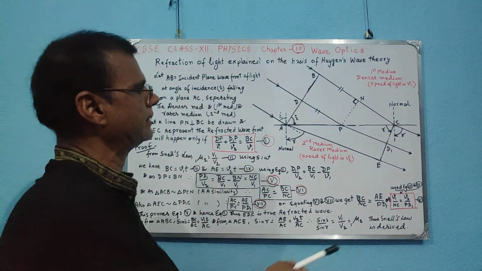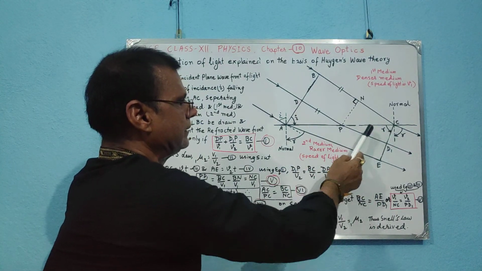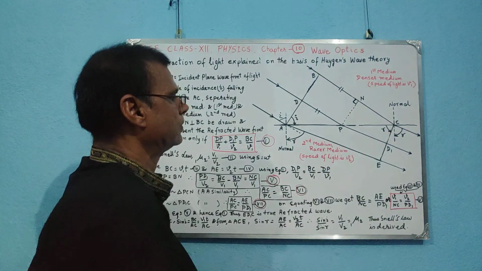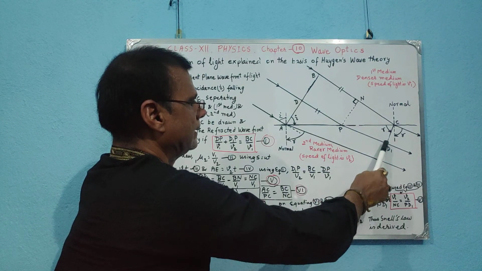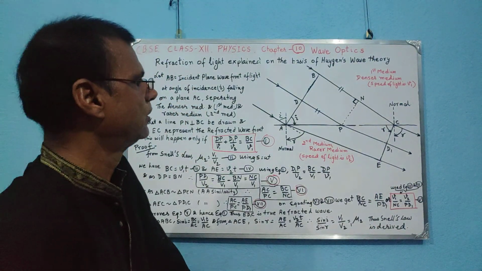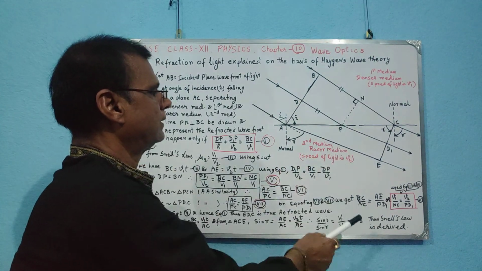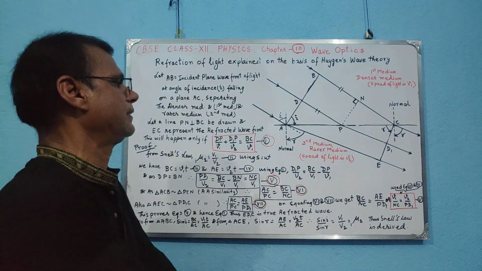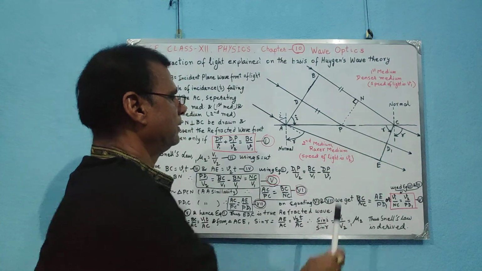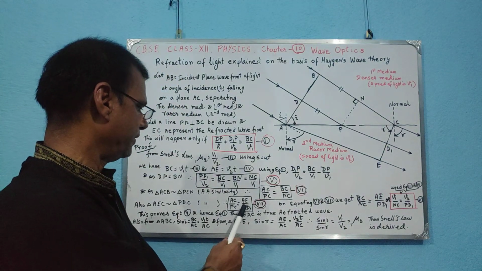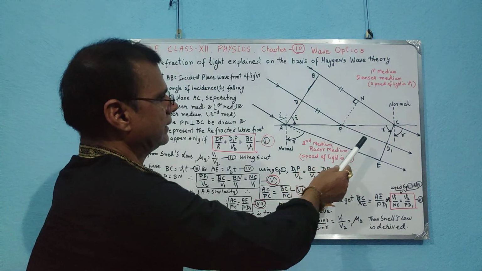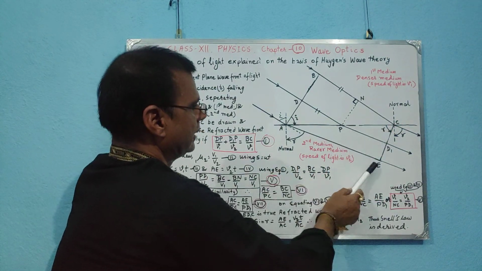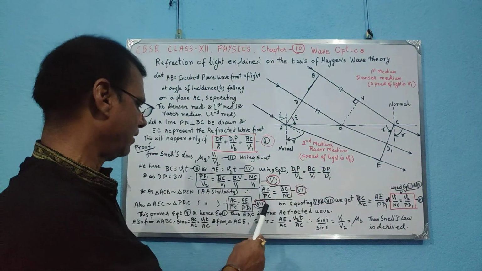Again we have another pair of similar triangles, triangle AEC and triangle PD1C. You have angle C common in them, and angle D1 and angle E are 90 degrees, so the remaining angles are also equal. Therefore these two triangles are similar, and we can again write AC upon PC equal to AE upon PD1. We call it equation number 7.